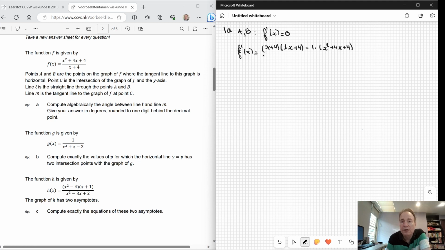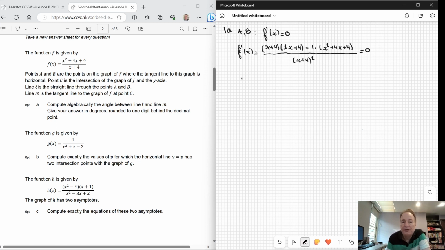Okay, and then this whole thing divided by the denominator squared. And we have to set this equal to 0. That will tell us what the x coordinates of A and B are.